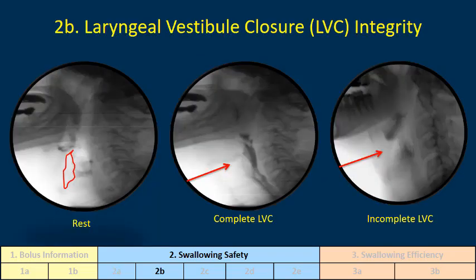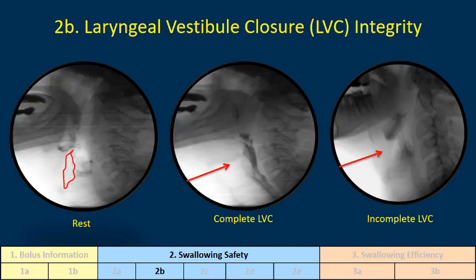Laryngeal vestibule closure, or LVC, is one of the most critical parameters to look at when determining whether or not a patient is protecting their airway. Abnormalities can occur both in timing and the degree of closure, but we will start by looking at degree of closure. To do this, you need to find the frame of maximum LVC. That is, the frame when the arytenoids rise and contact the undersurface of the epiglottis. The question is whether or not the contact is complete or leaves a gap open through which a bolus can be penetrated or aspirated.